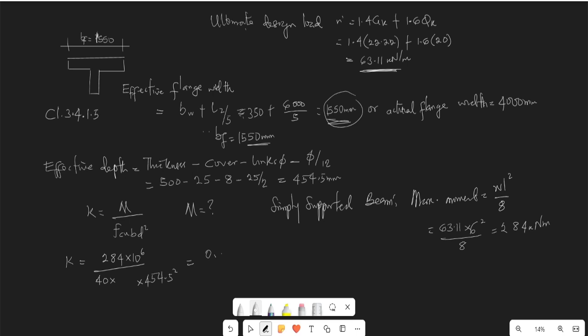All right. So it's supposed to be 1550. So that's what we're supposed to have, which is 0.022. Do not make that mistake. All right, and this is supposed to be less than 0.156.